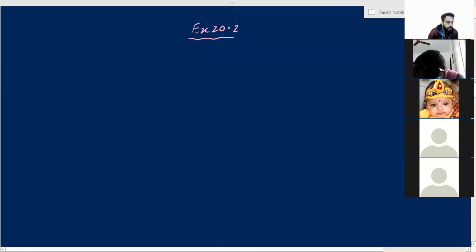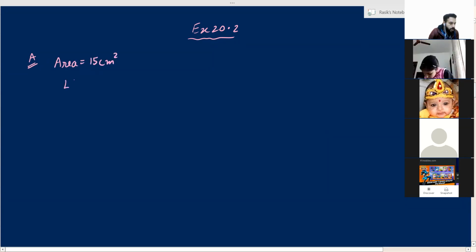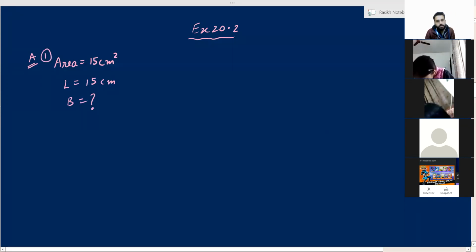In this exercise, we have to find the area. Sorry, it is a rectangle in first part, question A. The shape is given a rectangle. The area of the rectangle is given 15 centimeters square. Length is given 15 centimeters. We have to find the breadth of the rectangle in the first part of the question. We have to do it in the copy.